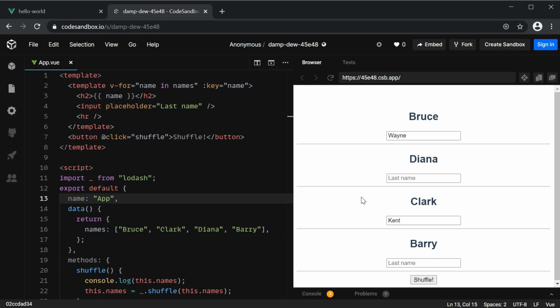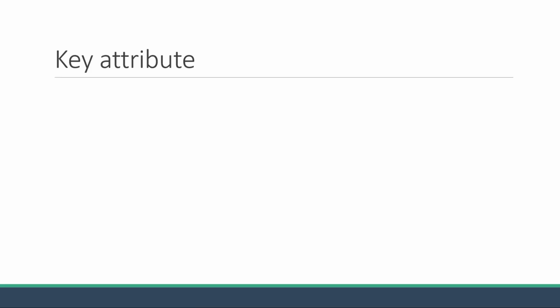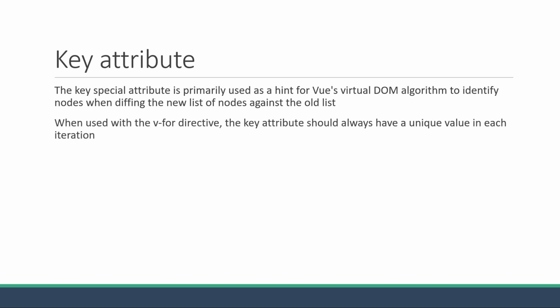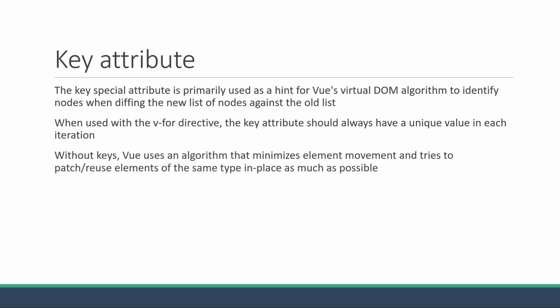All right, now that we have a better understanding of the key attribute, let me summarize the important points. The key attribute is a special attribute and is primarily used as a hint for Vue's virtual DOM algorithm to identify nodes when diffing the new list of nodes against the old list. When used with the v-for directive, the key attribute should always have a unique value in each iteration. Without keys, Vue uses an algorithm that minimizes element movement and tries to patch or reuse elements of the same type in place as much as possible.